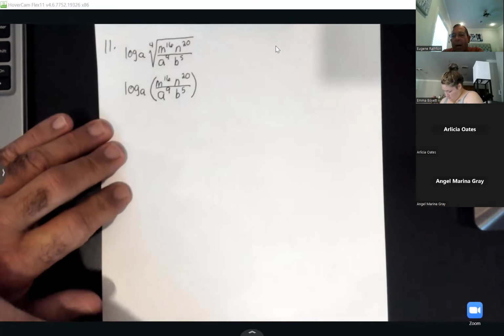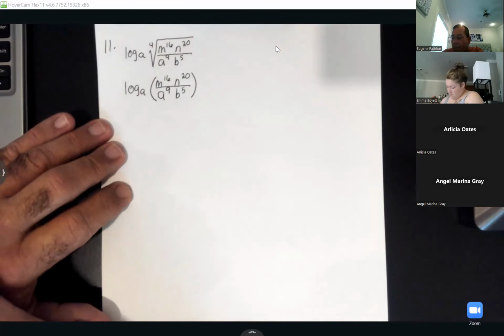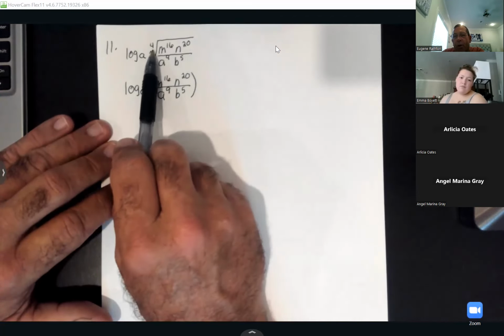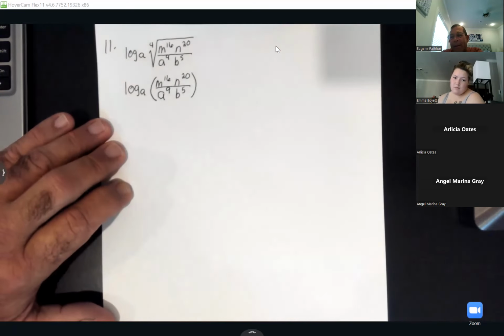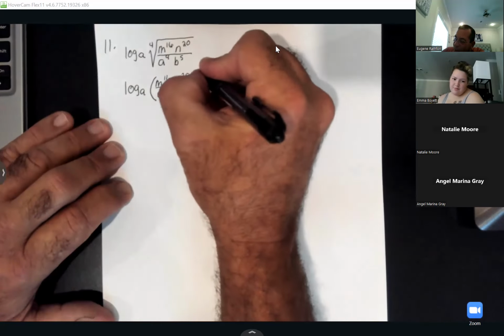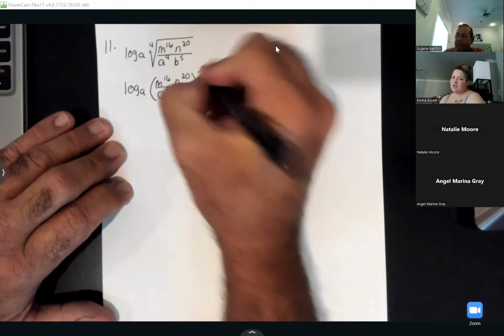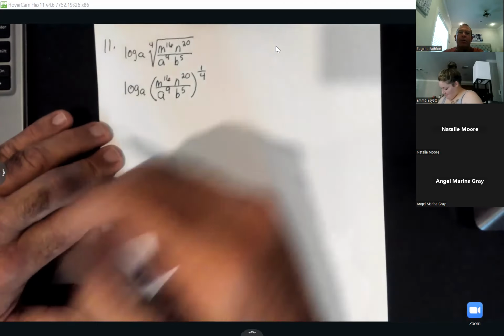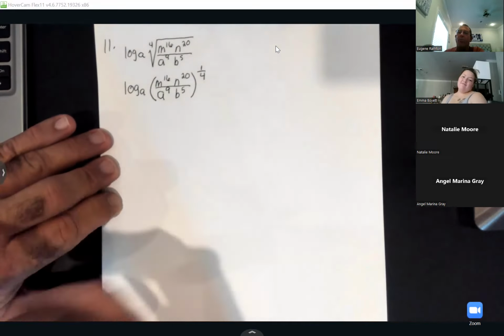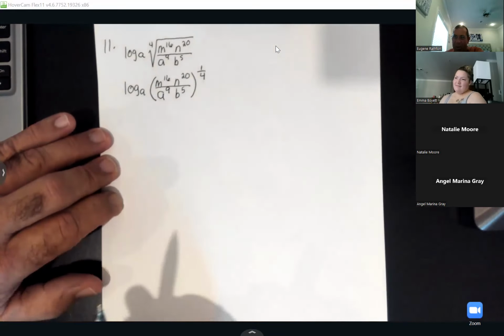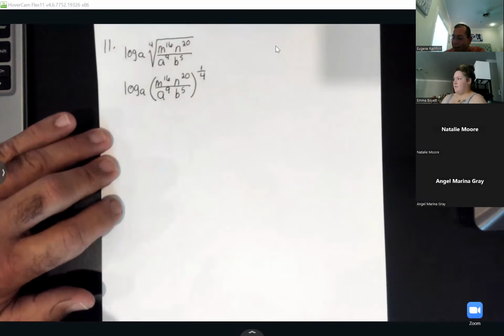So y'all, here's what I'm wondering. I got a 4th root radical here. What will my exponent be? 1/4. Good job. So square roots are 1/2, cube roots are 1/3, 4th roots are 1/4, and so on, okay? Well, y'all guess what?